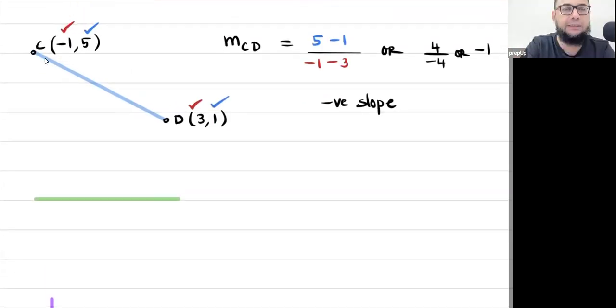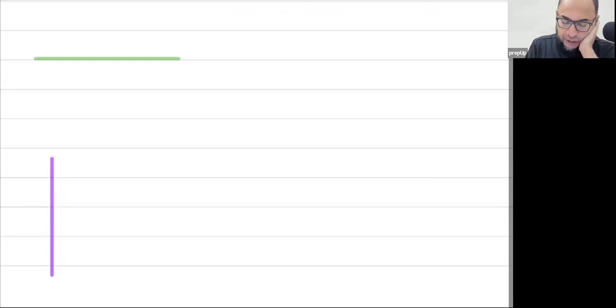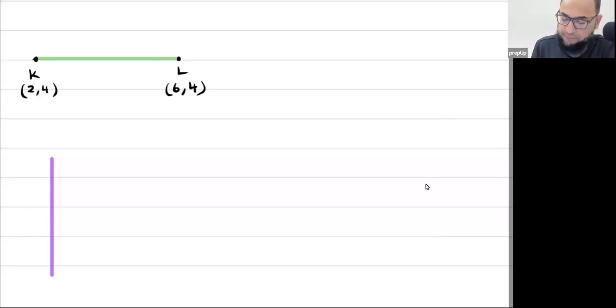Now let's focus on this. And let me just push this thing to the corner. Now let's move up. Now when I look at this line, let me label the points K and L. It's a flat line. Now if this is a flat line, the coordinates of K are 2, 4 and the coordinates of L are 6, 4.